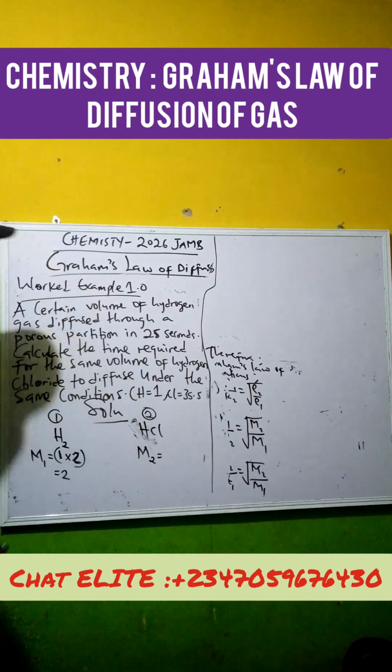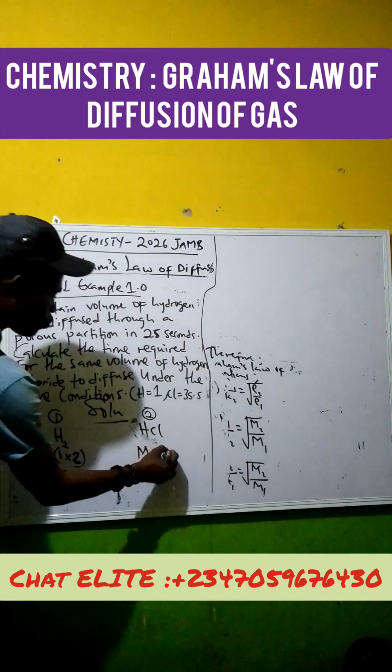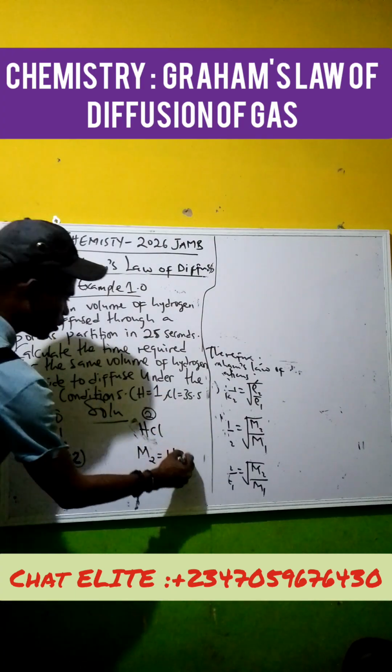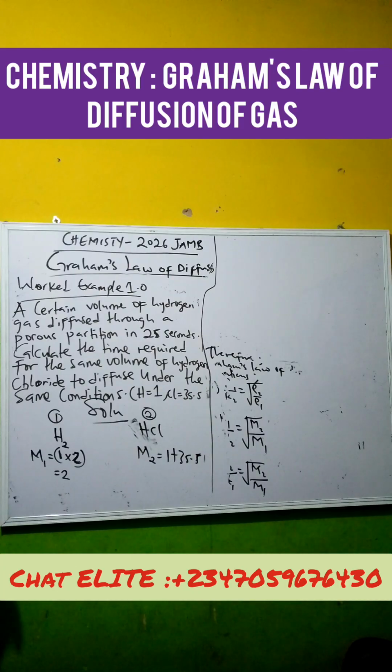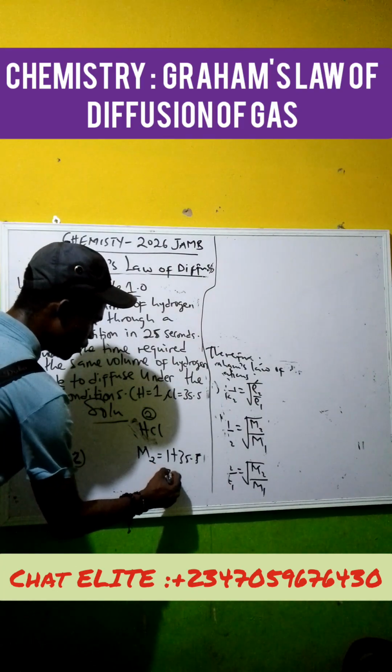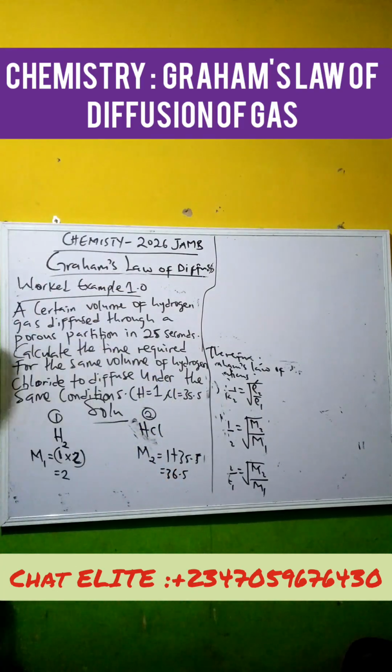Now, what will be our M2? This one is 1 plus this one is 35.5. By the time you add it together, we are having 36.5. No stress.